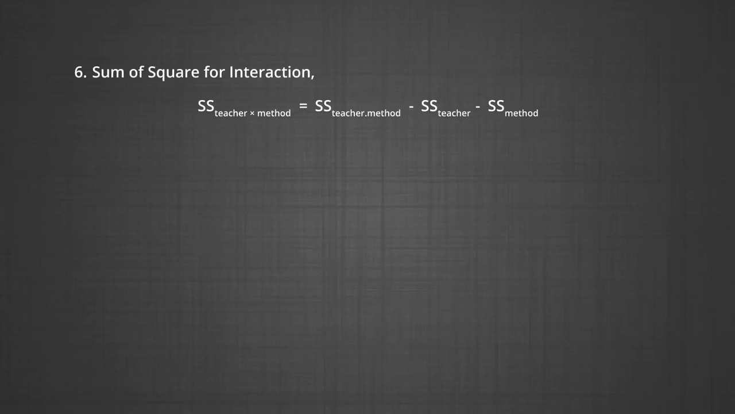Now we come to the calculation of sum of squares for interaction, and this is shown here. SS teacher times method is equal to SS between cells minus SS teacher minus SS method. And the values are 203.2 minus 2.133 minus 180. And further, we get the final value, which is 21.067.